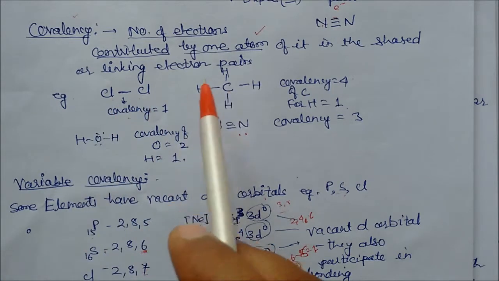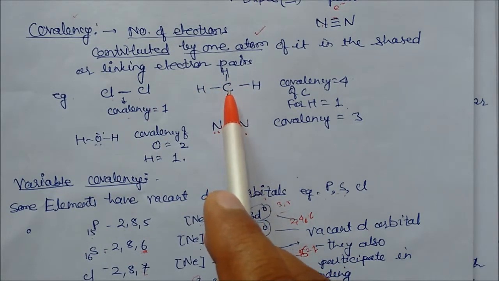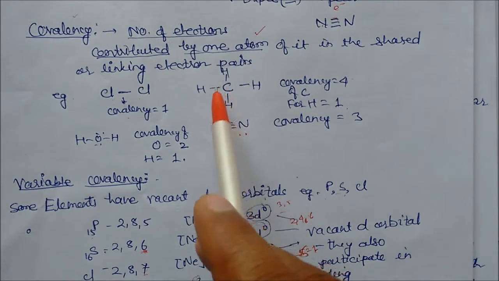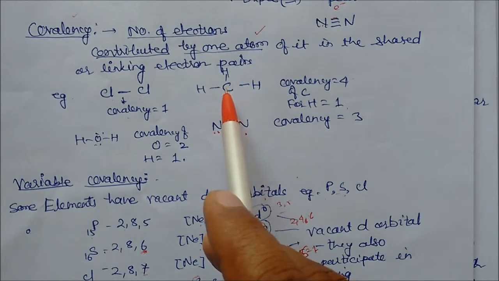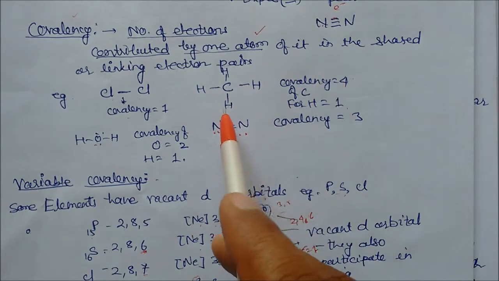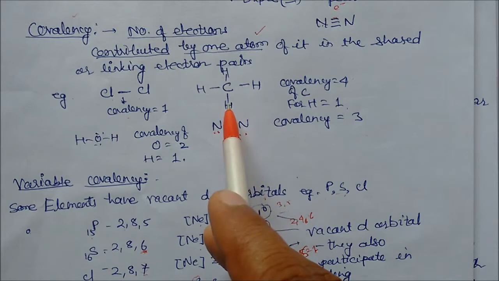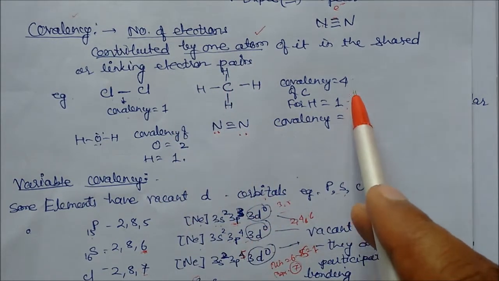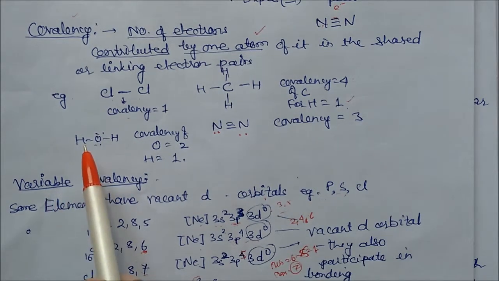In CH4, carbon is contributing four electrons: one for this atom, one for this atom, one for this atom, one for this atom. So four electrons are shared by one carbon atom, so the covalency of carbon will be four. But the covalency of hydrogen will be one, because each hydrogen shares only one electron. For carbon it is 4.